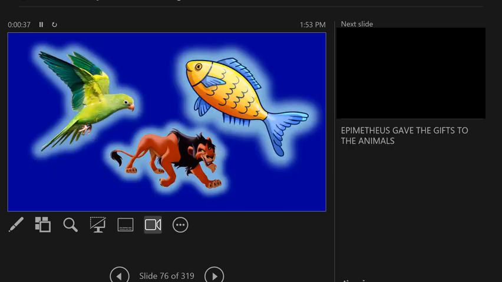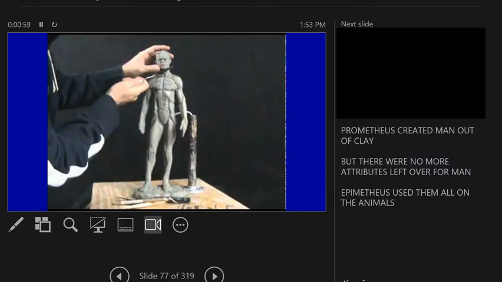Anyways, Prometheus puts Epimetheus in charge of giving the gifts of the gods to the animals. For example, he gives wings to birds to allow them to fly. He gives fins to the fish to allow them to swim. He gives claws to the predators to allow them to eat. While all this is going on, Prometheus is sculpting man out of clay. But by the time he gets around to giving attributes to man, they're all out of attributes.